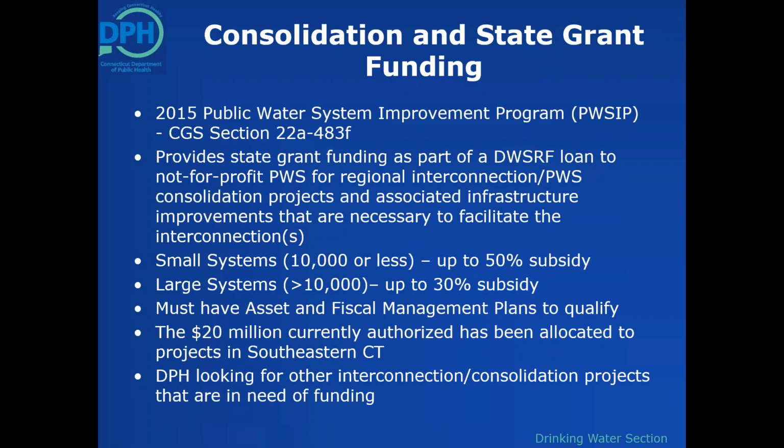$20 million was originally appropriated under this program back in 2015. That money has all been allocated to projects in southeastern Connecticut, but we are looking to identify other projects that are in need of this grant funding so that we can go back to the legislature and make a case for additional appropriations under this program.